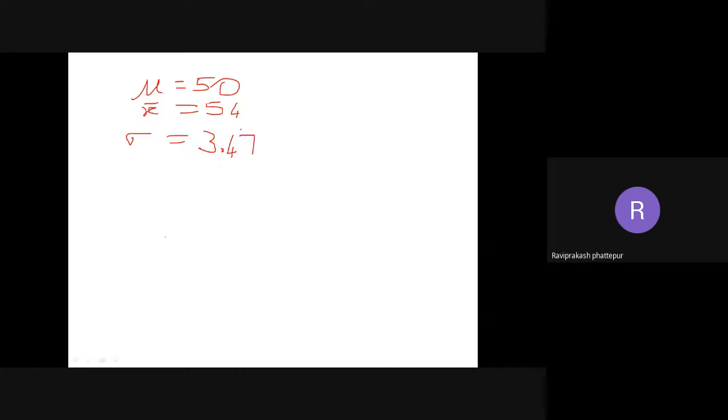I'll just draw the curve also for you. So 50 is here, then 54 is here. I want this particular value.